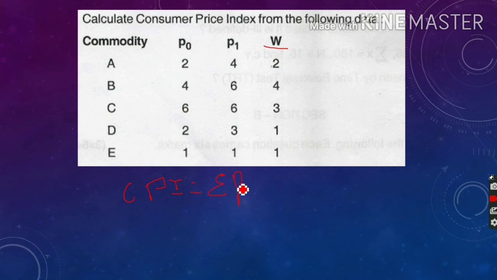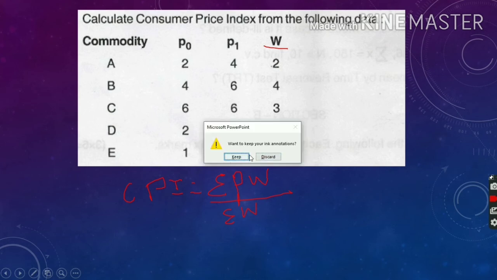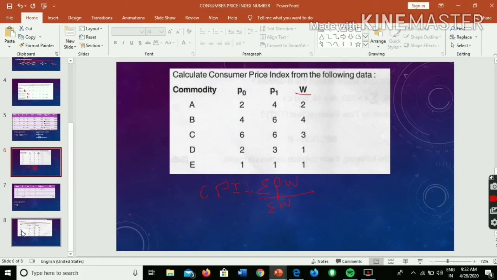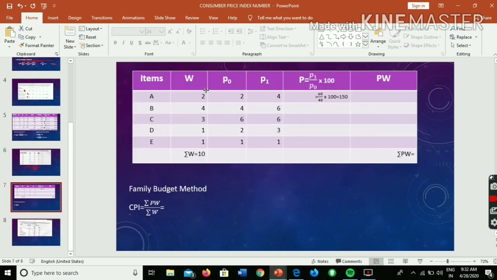Therefore consumer price index is equal to sigma PW divided by sigma W. So here P means price relative, that is P is equal to P1 divided by P0 into 100. Let's solve the problem. Okay, so weights are given: 2, 4, 3, 1, 1. So sigma W is equal to 10. P0 is base year price and P1 current year price. Let's find P.